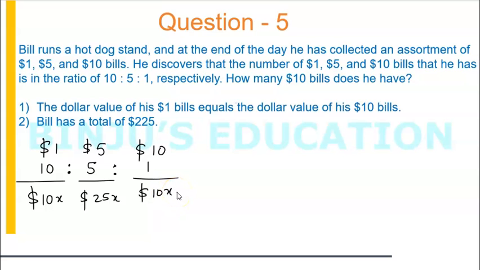Since the ratio is 10:5:1, I considered the number of $1 bills to be 10x, number of $5 bills to be 5x, and number of $10 bills to be x, x being the ratio constant. So I'll have 10x, 25x, and 10x. How many $10 bills does he have? So we need to find out x basically, or effectively we are supposed to find out 1x, that in turn is simply equal to x. This is what we need to figure out.